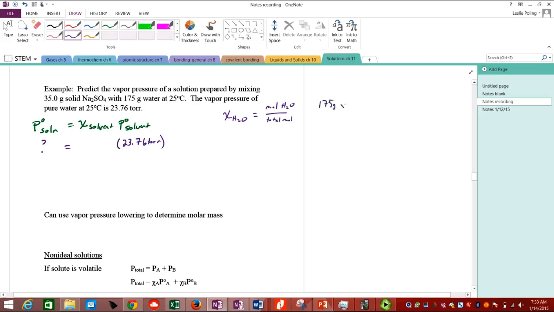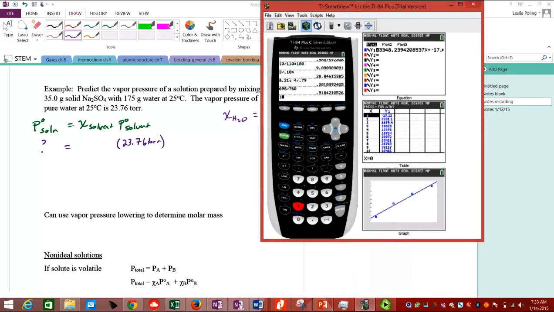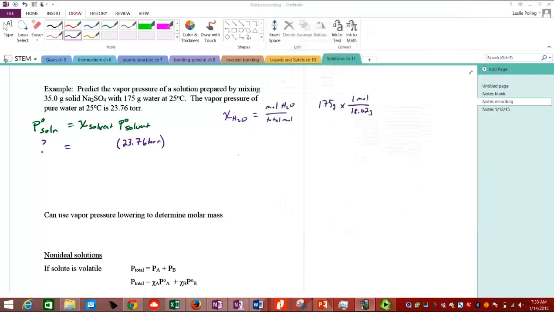So 175 grams times 1 mole over 18.02 grams is going to give us the moles of water. So that is 9.71. So then the bottom is going to be 9.71 plus something else.